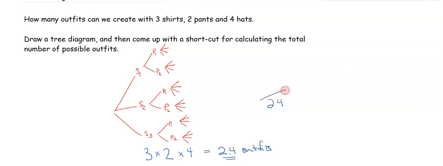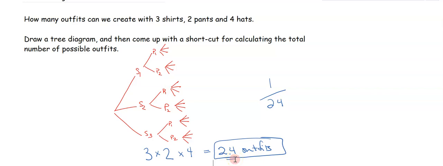So if I want to know the probability of shirt 1, pant 1, hat 1, then I can say, oh, 1 out of 24, right? So how did I get to this 24? Well, I found out there were 3 options for my first event, picking a shirt. There were 2 options for my second event, picking a pair of pants. And there were 4 options for my third event, picking a hat.